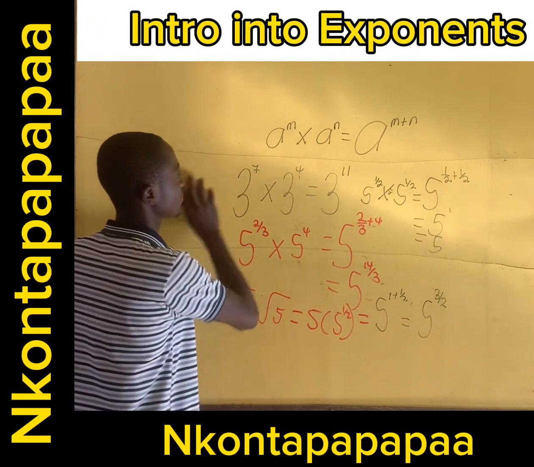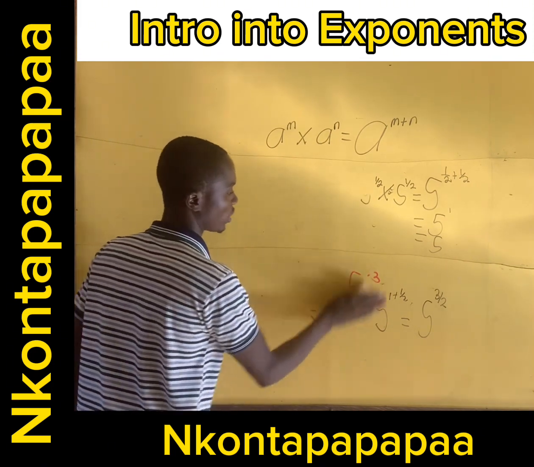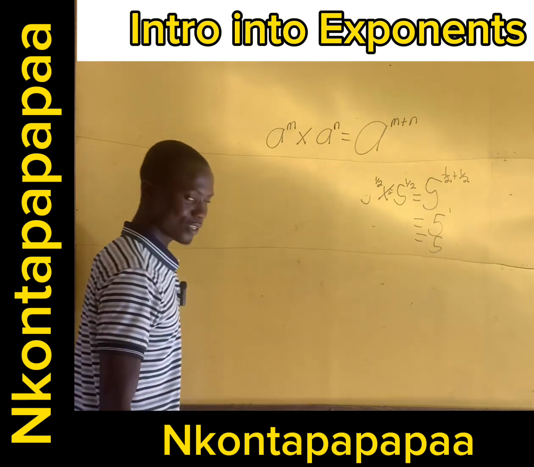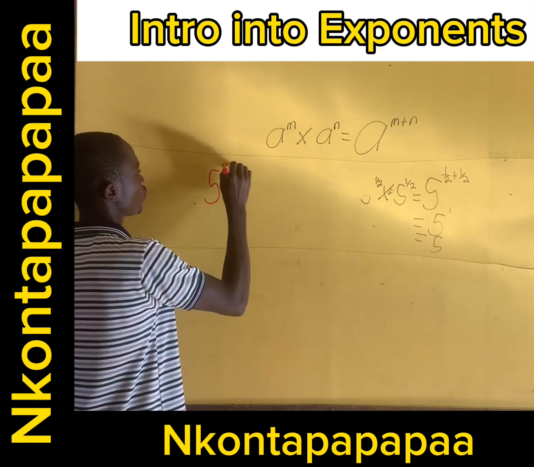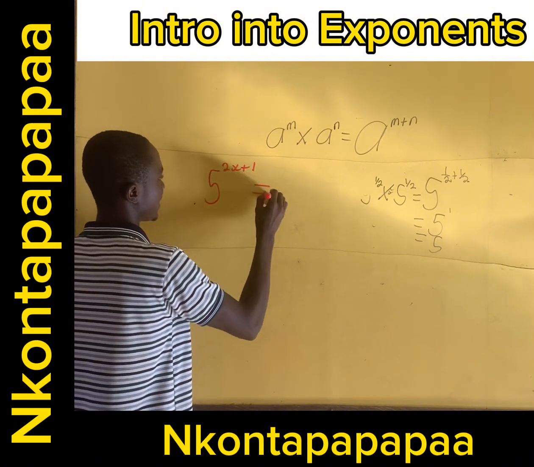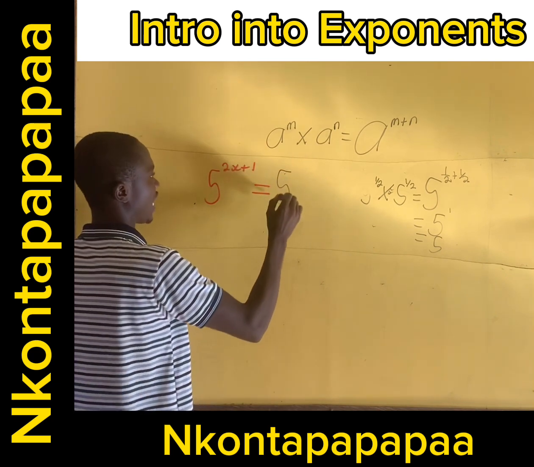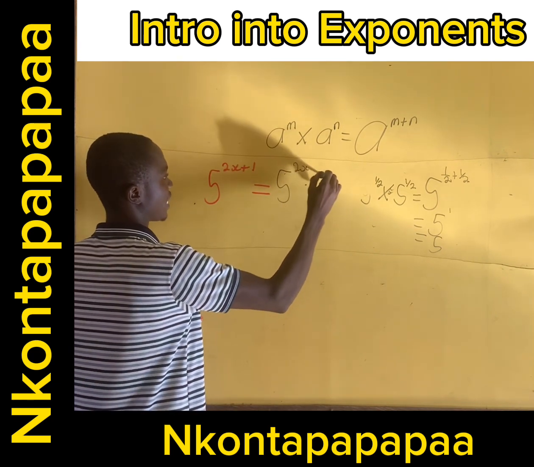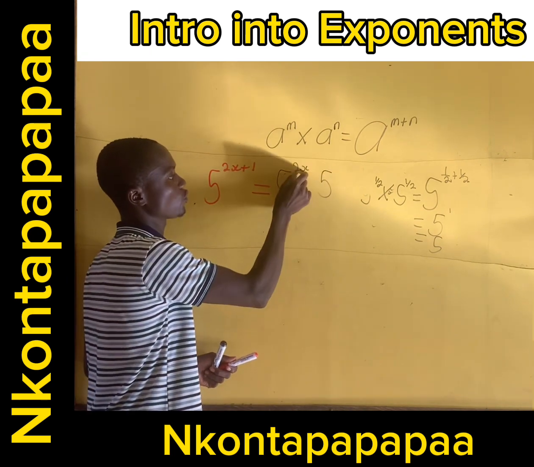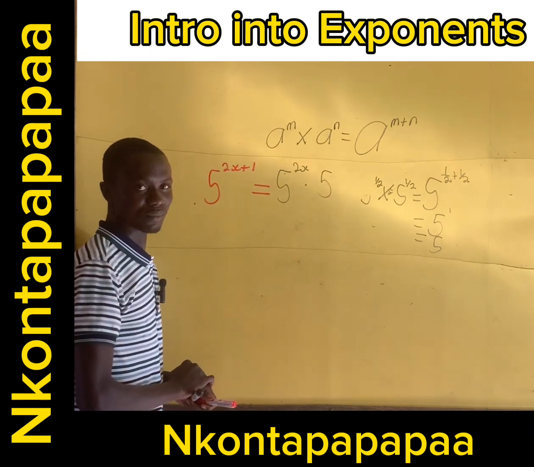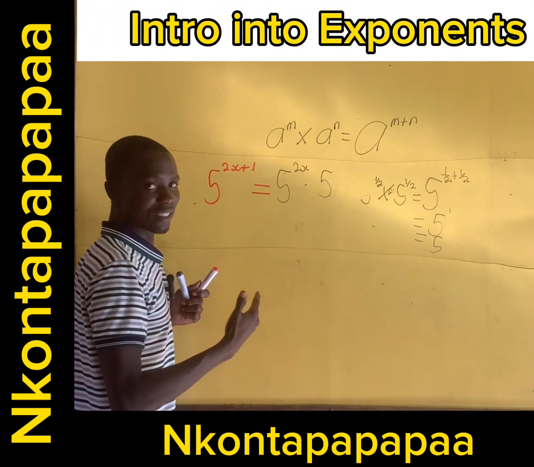Now, we can still go on and on. So let's check this. If I have, say, 5 exponent 2x plus 1, then I can also split this to get 5 exponent 2x times 5. Wow, because here 1 plus 2x will give me this. So you are not only adding, we can also split in a very simple way.